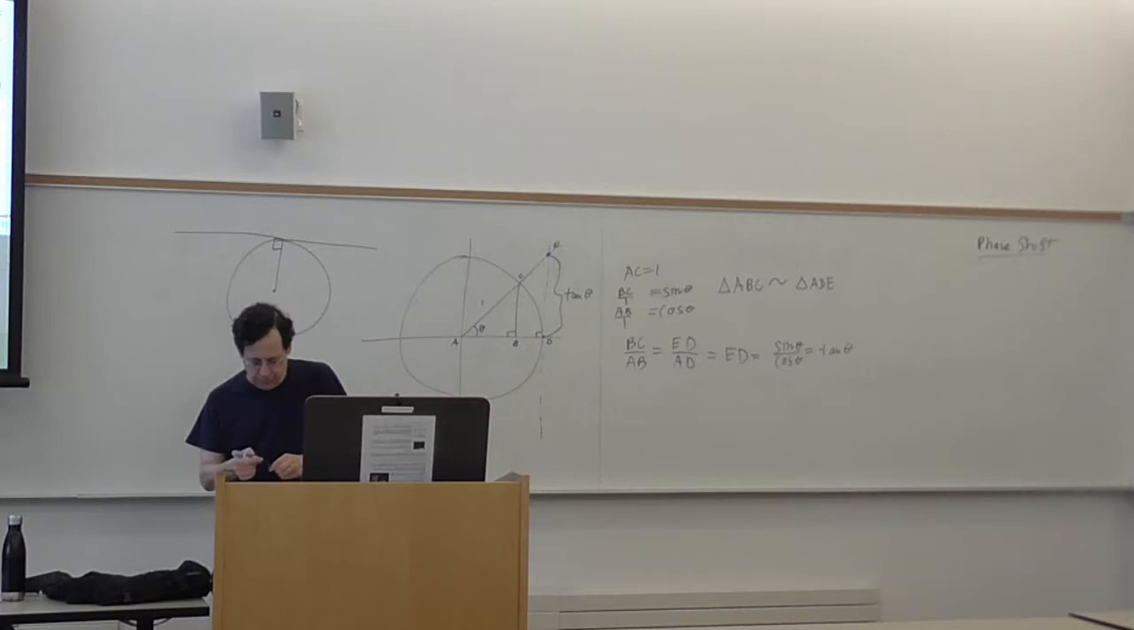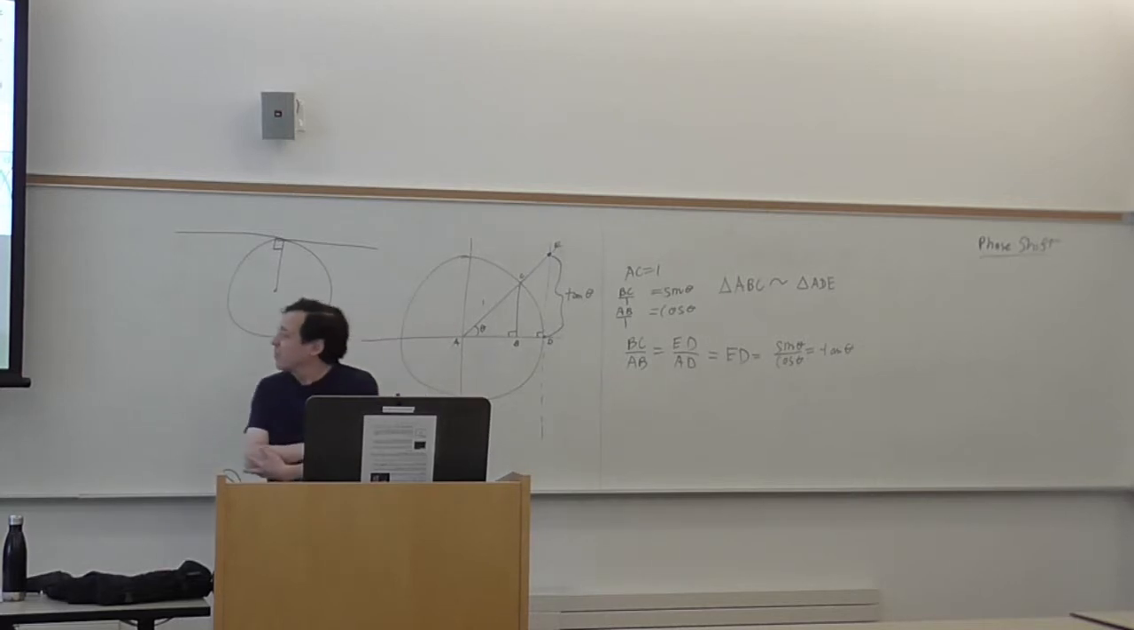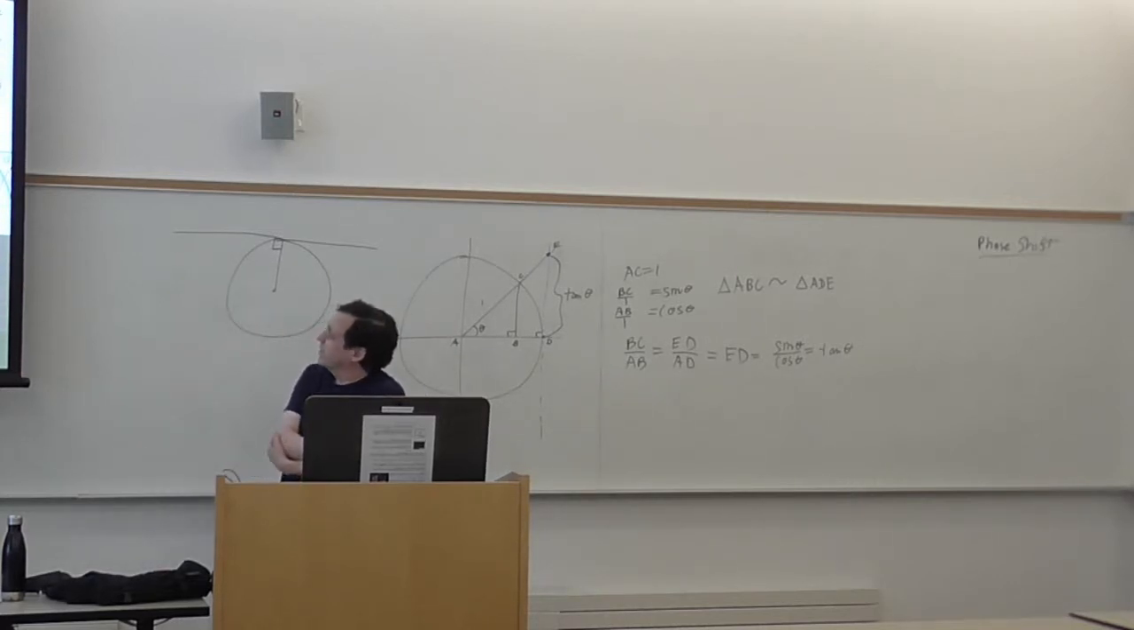Go back to graphs for a minute. We're looking at the tangent. What we want to do is look at a related function, cotangent, which is, of course, 1 over the tangent. What do we say about the graph of the cotangent here?